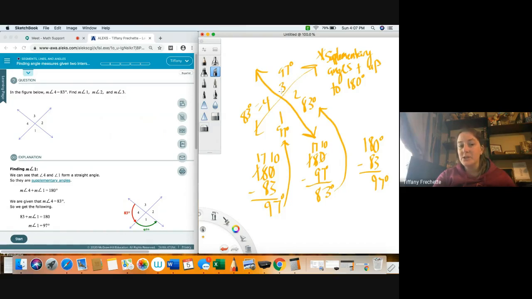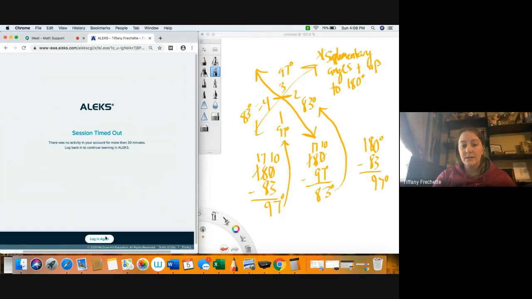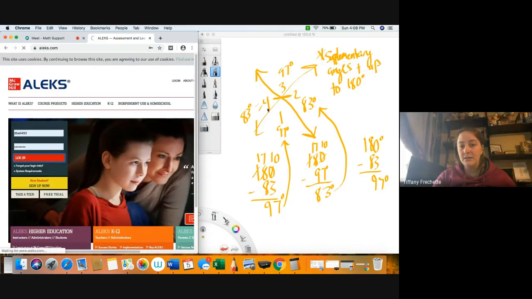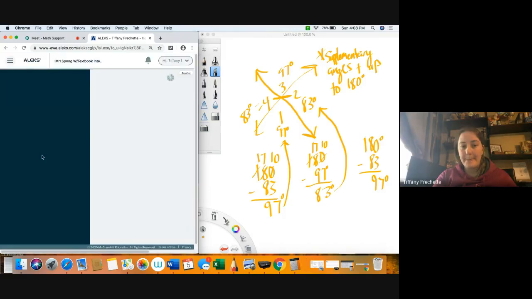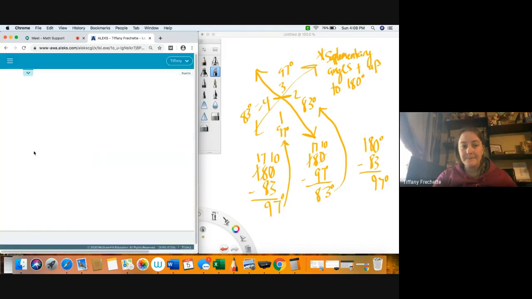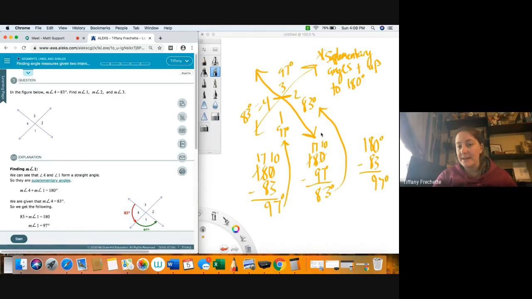So this is actually teaching you also about vertical angles, which we'll learn in a little bit here. Oh, I got to log back in. So vertical angles are across from each other like this. Whenever you have angles that cross in an X, they get logged back in. Okay, perfect.